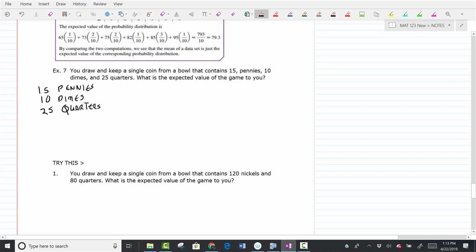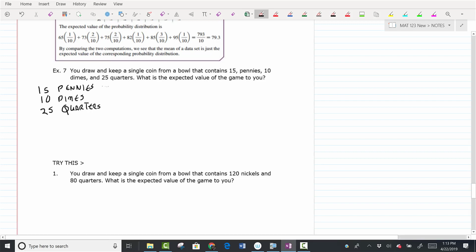This is a game I would play. The game is to reach into the bowl and pick a coin, and you get to keep whatever you picked. I like that game. That's to my advantage. I'm never going to lose any money on this game. So we're going to figure out how much money we would get on the average of all of these trials.